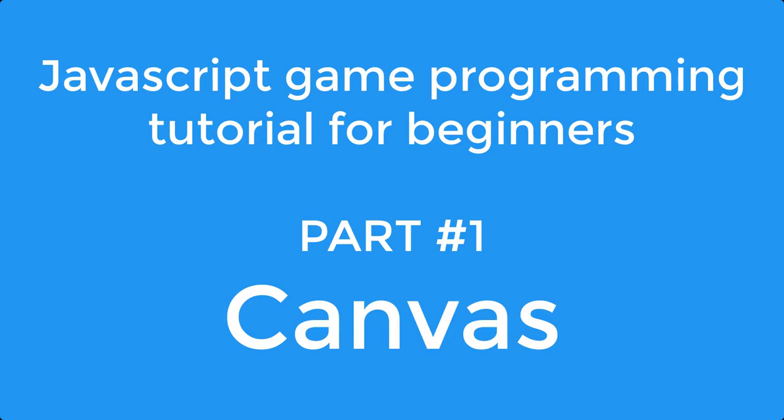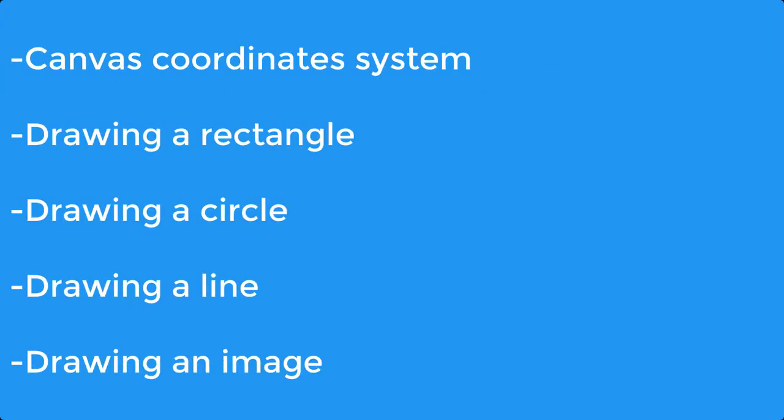The canvas element allows us to draw either in 2D using its 2D context, or in 3D using the WebGL context. In this series of tutorials, we are going to focus on 2D. Here is what we are going to cover in this video: the canvas coordinates, drawing a rectangle, drawing a circle, drawing a line, and drawing an image.